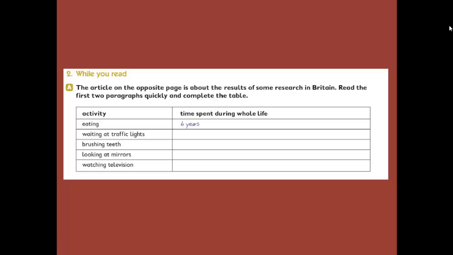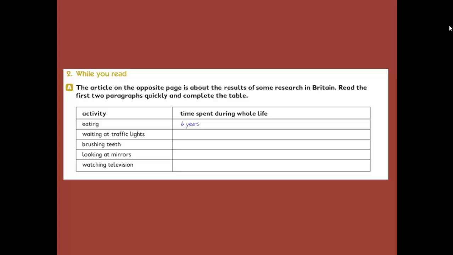Number 2, while you read. Here we want to read the article, we want to read the text. The article on the opposite page is about the results of a survey research in Britain. Read the first 2 paragraphs quickly and complete the table. So now, after a minute, we want to read the first 2 paragraphs, and after that we want to complete the table which is in front of us.